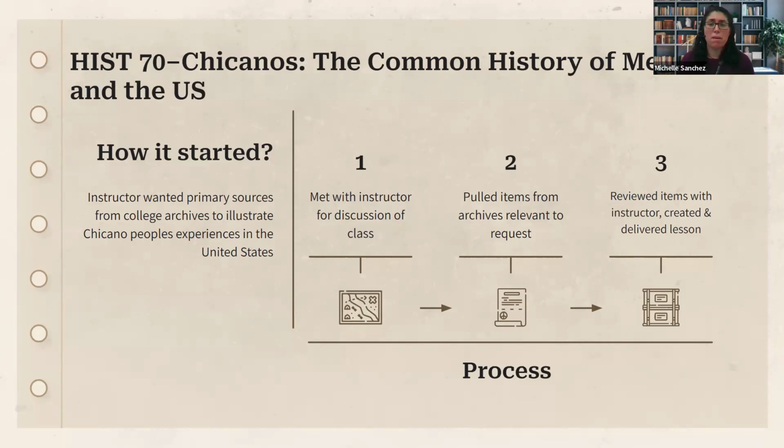And then the instructor came back on a different day after I contacted him saying, oh, look, I got some items that might be relevant for you. He came in, we sat down, we looked at the items that I had pulled, and I got his sign off on it. Great. And then I created a lesson around the objects that were okayed.